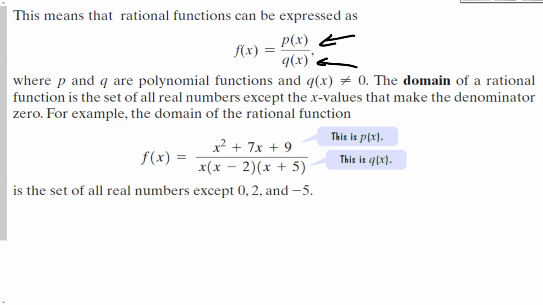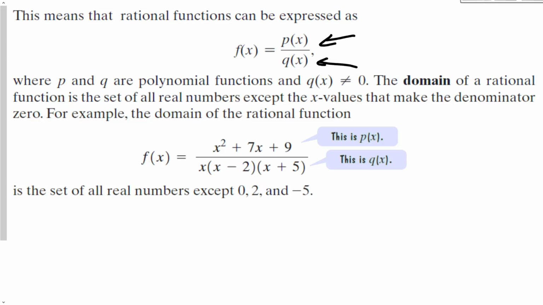Okay, so while those techniques are great for a polynomial function, for rational functions they're going to be a little bit different. And we need to recognize a rational function as something divided by something else. One function divided by a different function. Okay, so let's look at the rest of this.